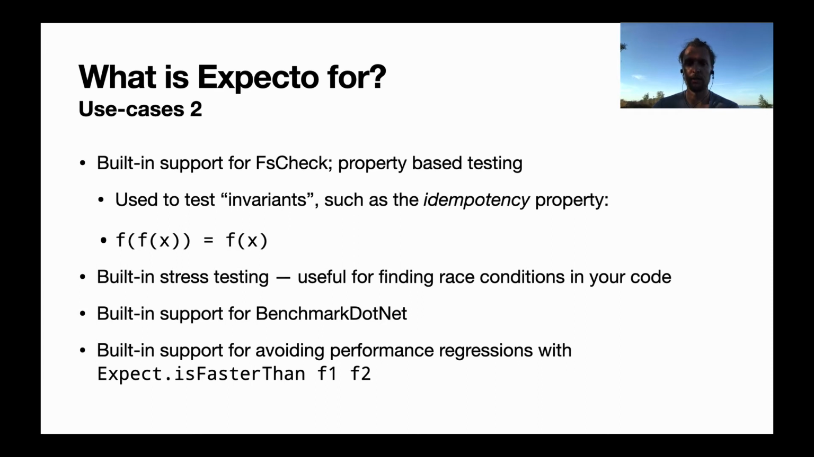You then supply f1 and f2, which are two functions to run. If f1 is faster than f2, as checked by statistical tests, then Expect.isFasterThan passes.